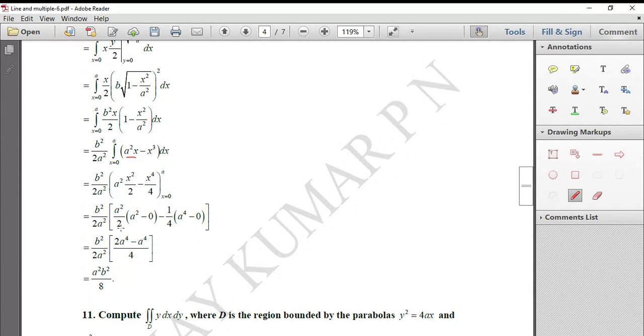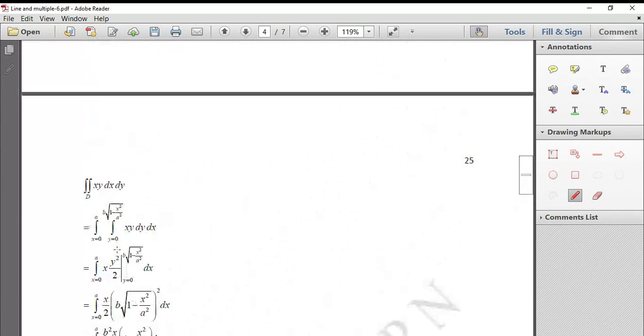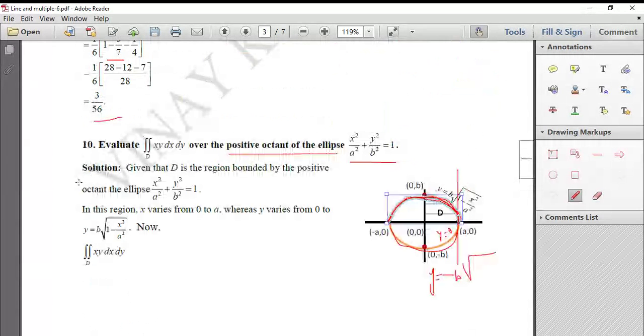Apply the limit. A square by 2 is constant, that will remain as it is. If you apply a, then you'll get a square minus 0 minus 1 by 4 into a to the power of 4 minus 0. A square into a square is a to the power of 4. So a to the power of 4 by 2 minus 1 by 4 a to the power of 4. Take LCM, simplify. You'll get a square b square by 8. That is the area of this double integral.